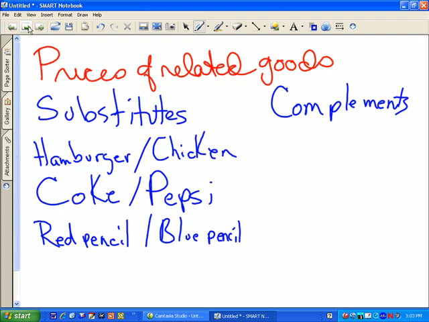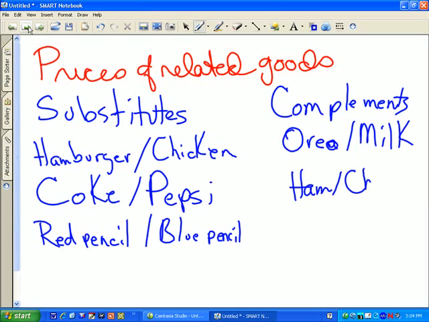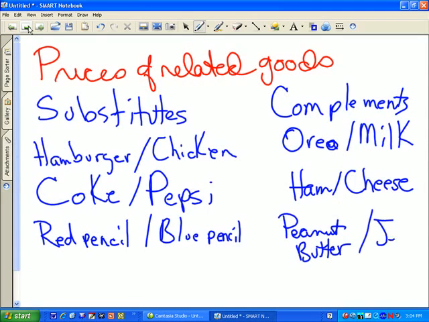Complements are things that go together. So for example, if I eat an Oreo cookie, I have to have milk. If I do not have milk, I will not eat the cookie. Those are complements, things that go together. Another example is ham and cheese. If I'm going to eat a ham sandwich, I want cheese on there with it. Or the classic peanut butter and jelly. Or in the case with me, coffee and cream. If they don't have real cream or at least milk to go with it, I will not drink a cup of coffee. Things that have to go together.